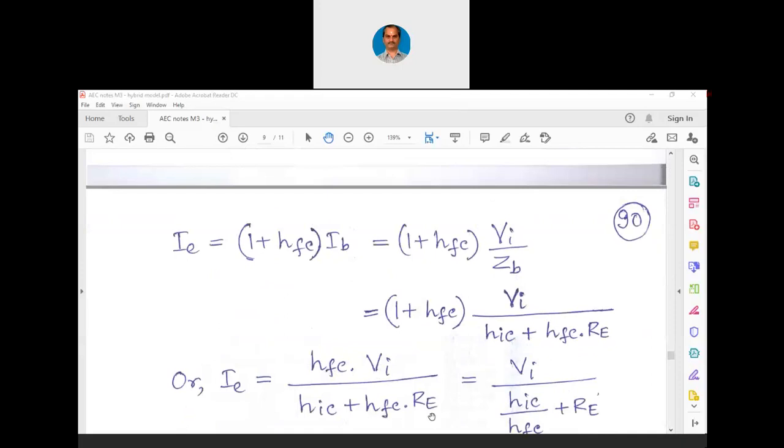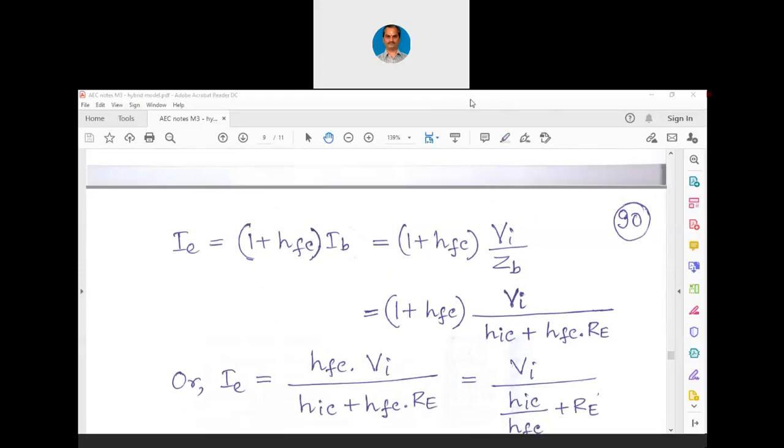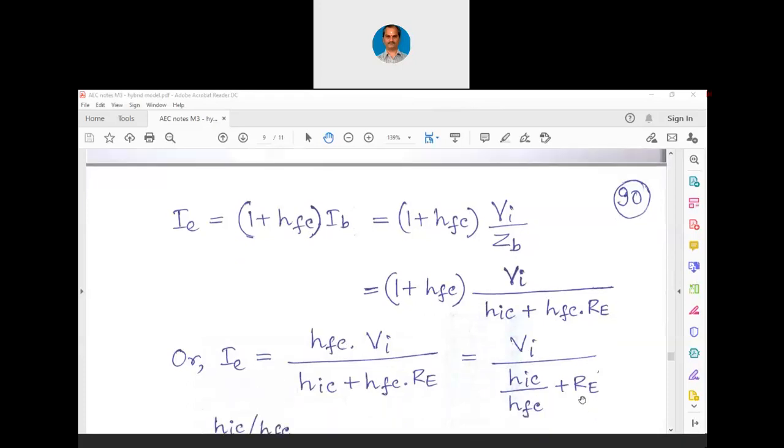We can bring that numerator to the denominator. So, this HFC we will bring it down. VI divided by HIC by HFC plus RE. We can write an expression for emitter current in this manner.